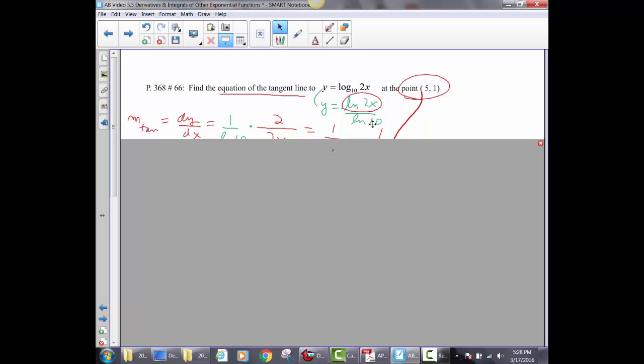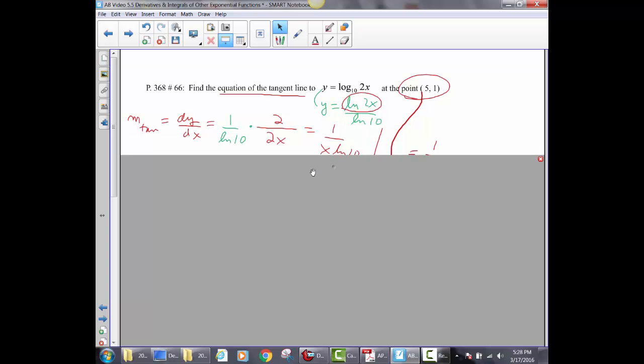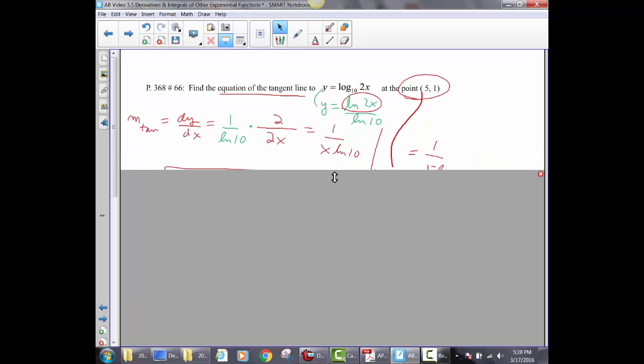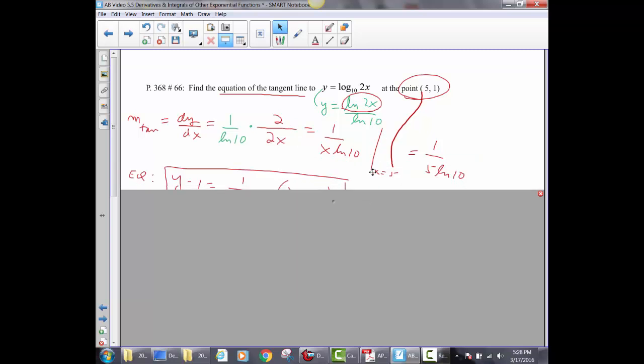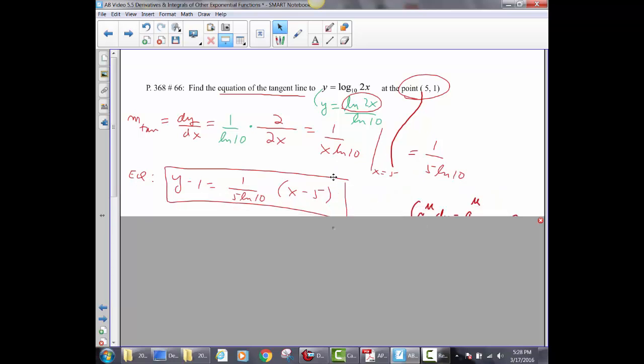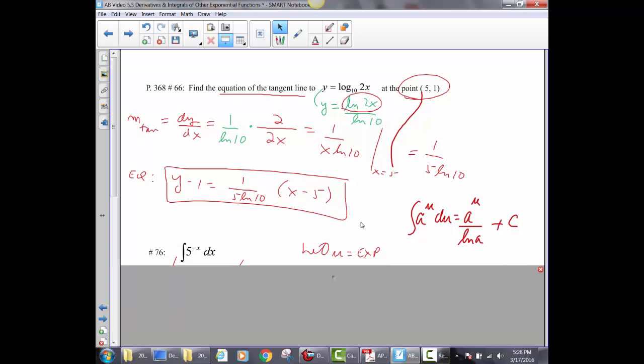I'm going to pull out that constant of 1 over ln 10, and I'm taking the derivative of the ln of 2x, which will be 1 over 2x times the derivative of 2x, which will give me 1 over x ln 10. Now I want it at the point where x equals 5, so that's 1 over 5 ln 10. And then I plug my point and my slope into the point-slope formula.